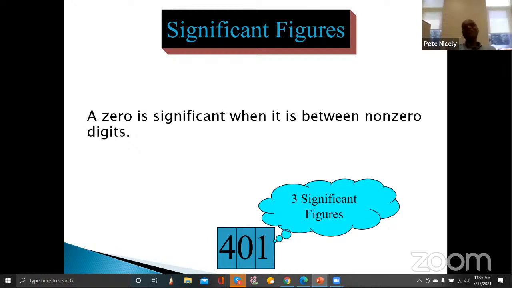Now, the rest of the rules that we're going to discuss has to do with zeros in particular situations. The first of these rules would be a situation where a 0, or more than 1 0 for that matter, is sandwiched between 2 non-zero digits. So in this case, 401, all of these digits are significant, including the 0, which is sandwiched between the 1 and the 4. So we have 3 significant digits here because this 0 is sandwiched between 2 non-zero digits.